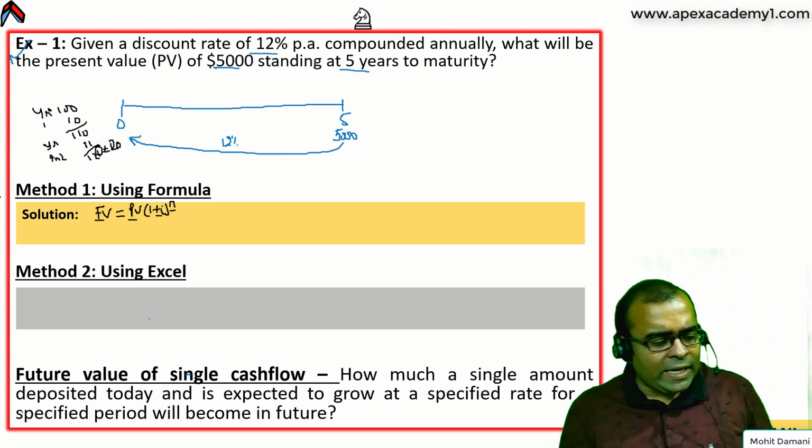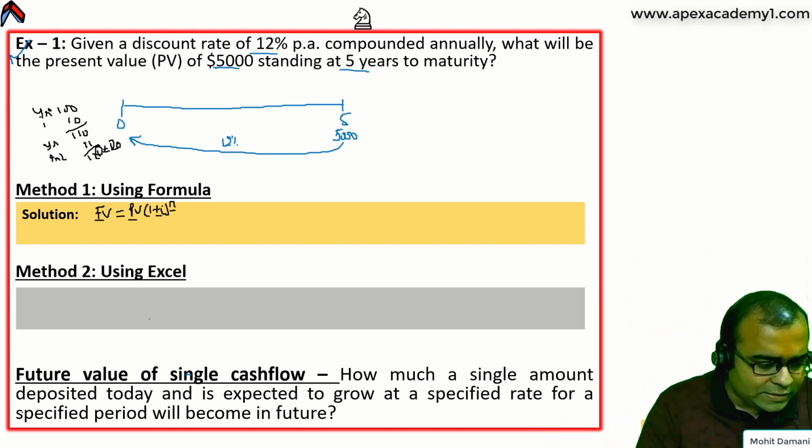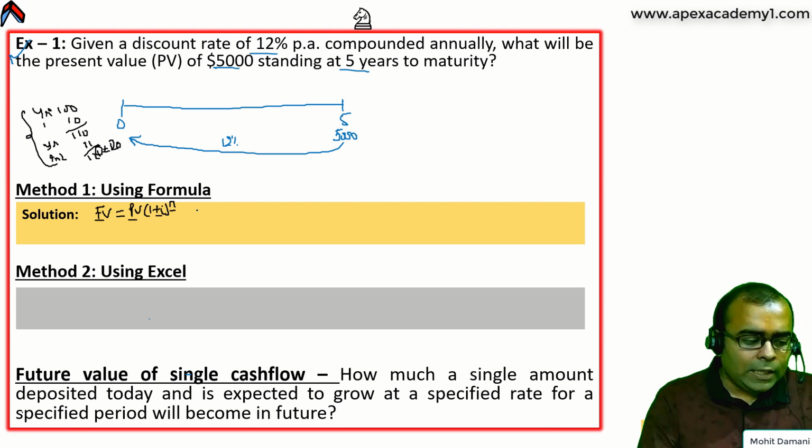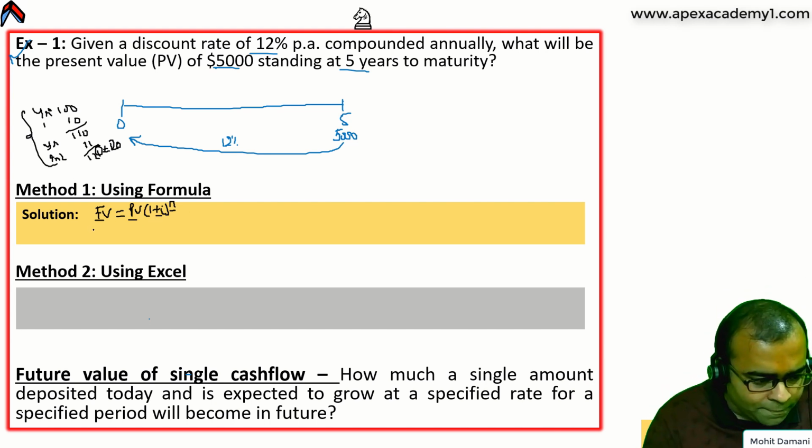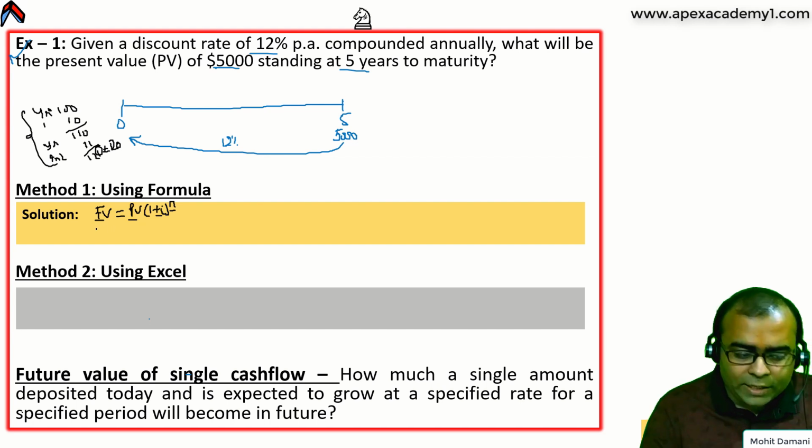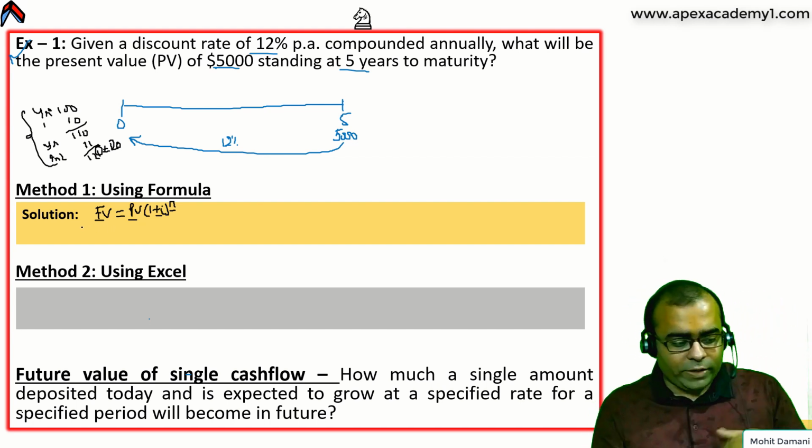Well, this was very elementary logic, but it is a very straightforward calculation. Apply the same logic here. With 5,000, what are we trying to determine, present value or future value? Present value.